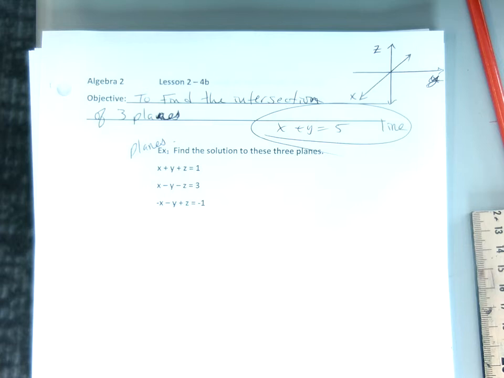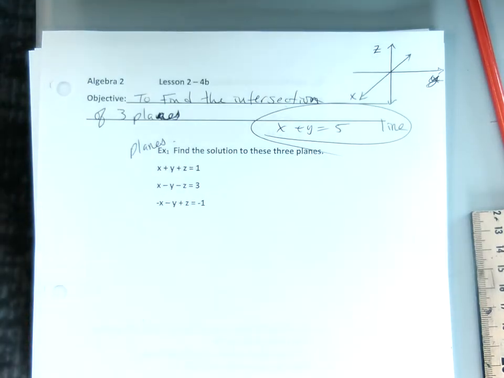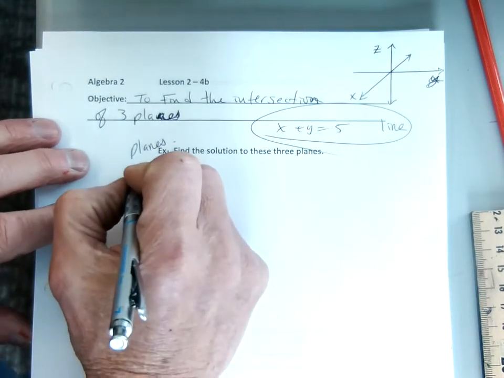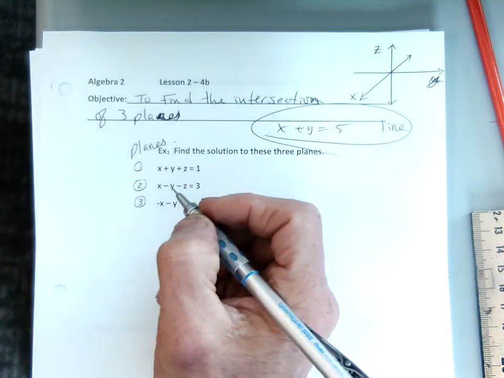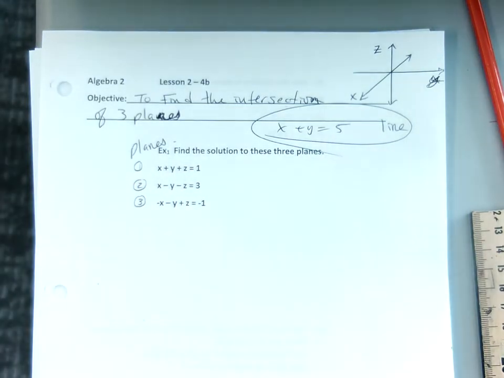In fact, I'm going to label my planes. It helps me to stay neat on this, so I'm going to have plane 1, plane 2, plane 3. We're going to solve them by the elimination method. It's going to be the same process.